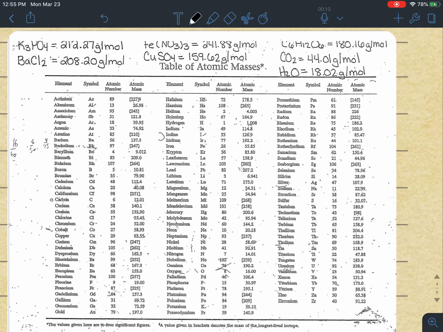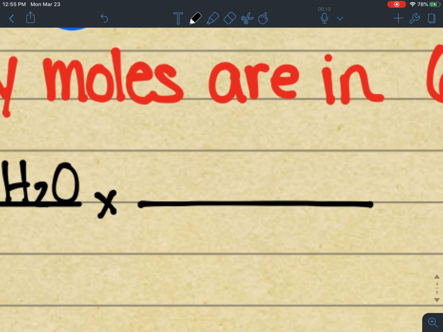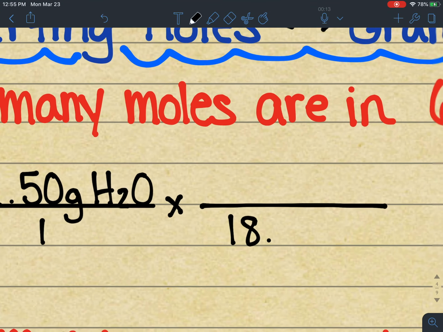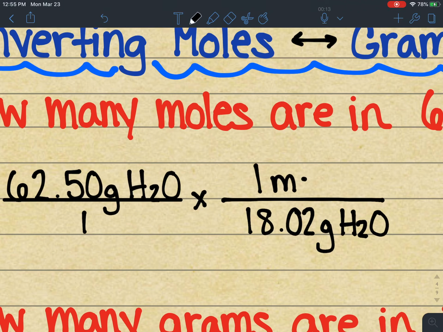A reminder to you, when we are calculating out the actual molar mass, we're going to round those out to the hundredths place. All right, so 18.02, make it so you can see everything here. Sorry about that. 18.02 grams of water in every 1 mole of water.